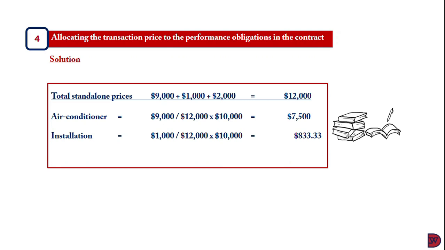We pick the installation, which has a standalone price of $1,000, divided by the total standalone prices, which is $12,000, and multiplied by the transaction price, giving $833.33. For the maintenance, we pick its standalone price of $2,000 divided by the total, which is $12,000, multiplied by the transaction price, giving $1,666.67.